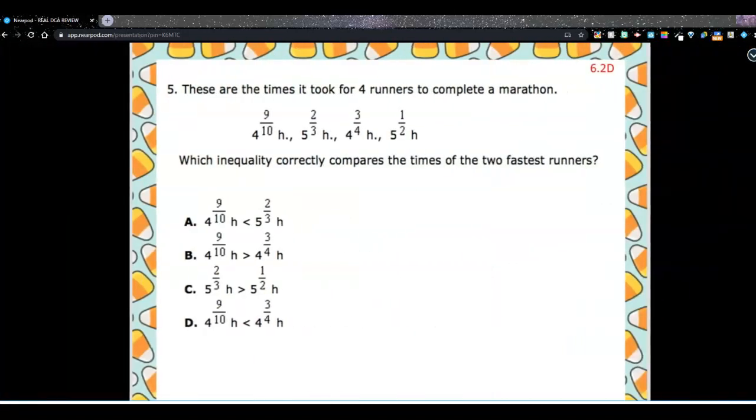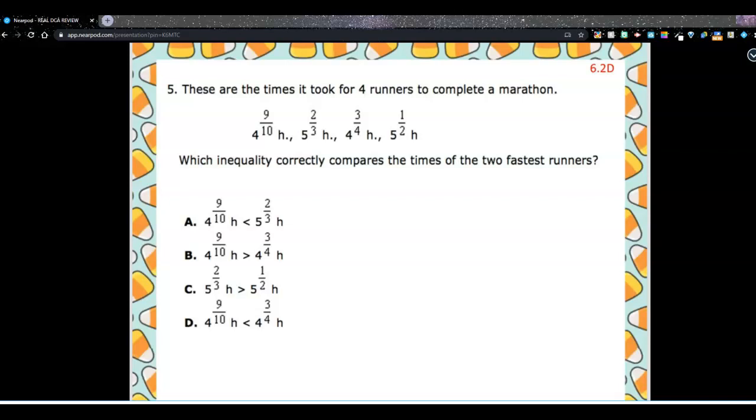Okay, this is one that I do want to look at because once you get rid of some of the information, it's pretty easy. But the first thing I noticed about this question is the typing is a little crazy. I know that it's supposed to be fractions, but they're not lined up right. So I have to remember that they are talking about fractions, mixed numbers here. So let's go ahead and start with reading the question. These are the times that it took 4 runners to complete a marathon. Which inequality correctly compares the times of the 2 fastest runners?